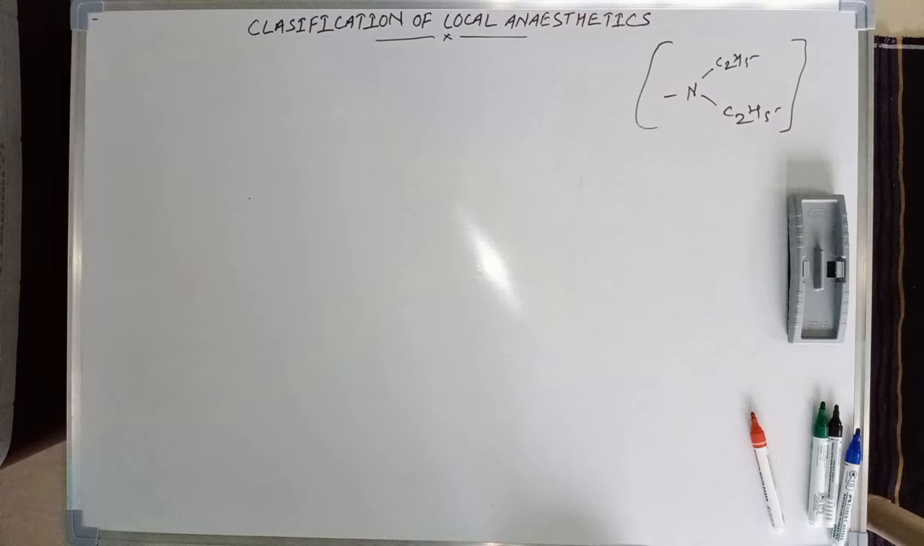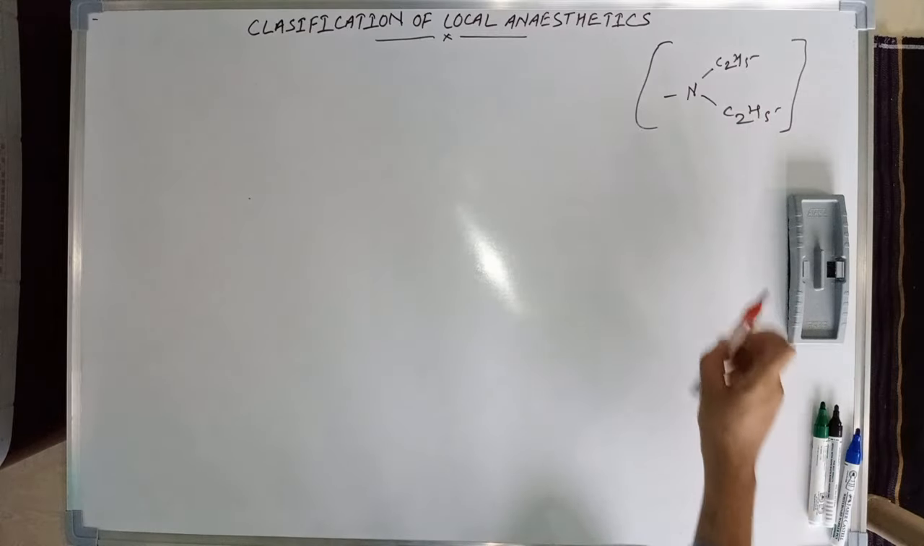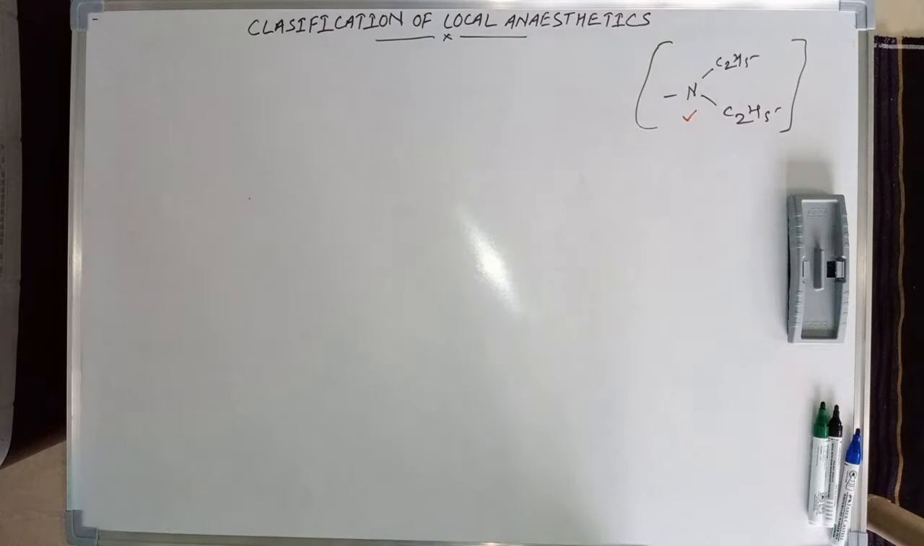The characteristic feature of local anesthetic drugs is that most of the drugs, not all, have the N,N-diethylamine group in their structure. Previously we discussed that antihistaminic category drugs have the N,N-dimethylamine group, and here the N,N-diethylamine group is present in most of the local anesthetic drugs. So let's begin the classification of local anesthetics.